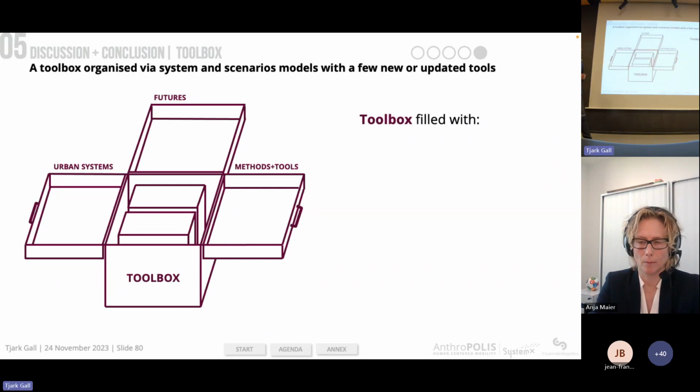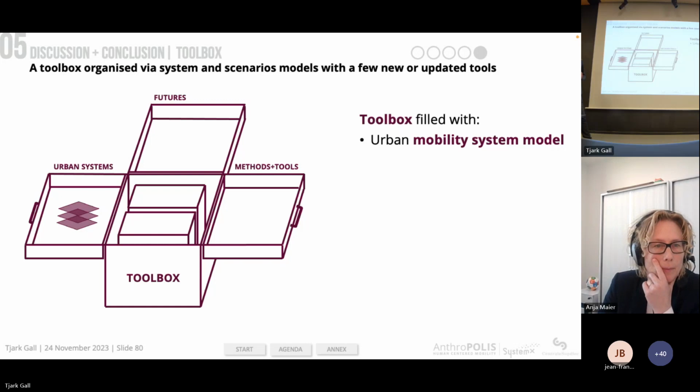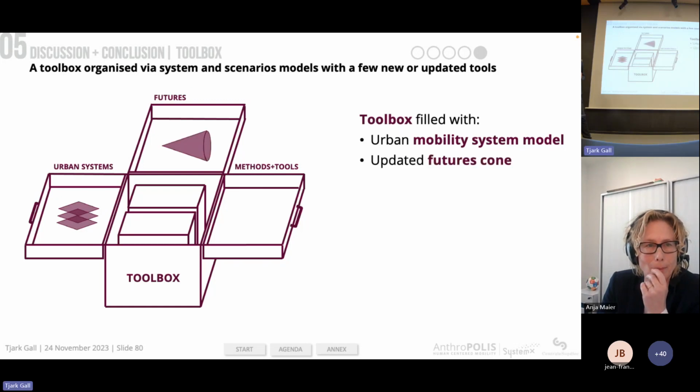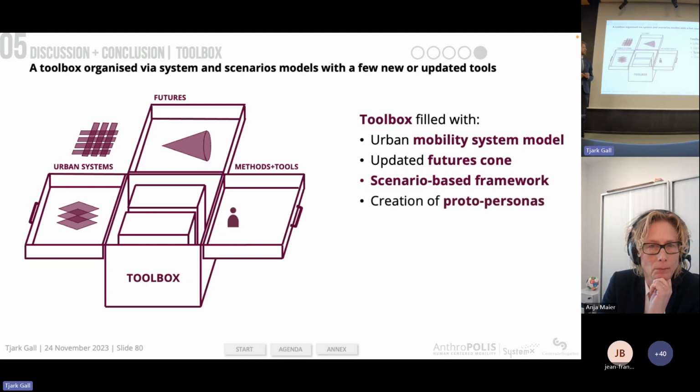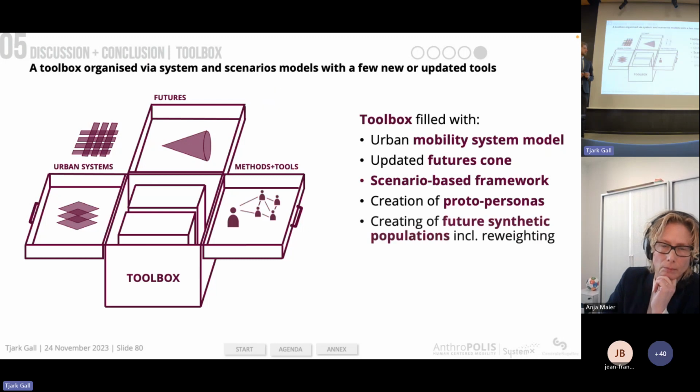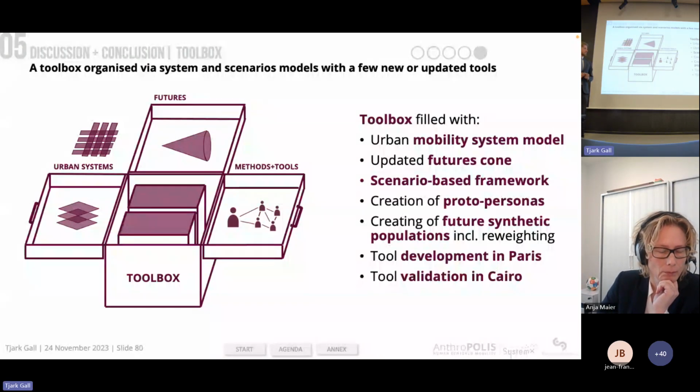So coming back to the toolbox, as a summary, we added the urban mobility system model. We updated the futures cone in order to be more adapted to one thing I didn't mention earlier: it was not that there was one futures cone which was representing everything despite the 3 new ones, but there are many different ones, and we wanted to have one where everything comes together. So there are the 2 different elements. That's the updated futures cone. Together, they end up in this scenario-based framework, which we used throughout the 2 different case studies. This process of creating proto-personas and their use in order to work with different future synthetic populations. The test in Paris, the validation in Cairo.